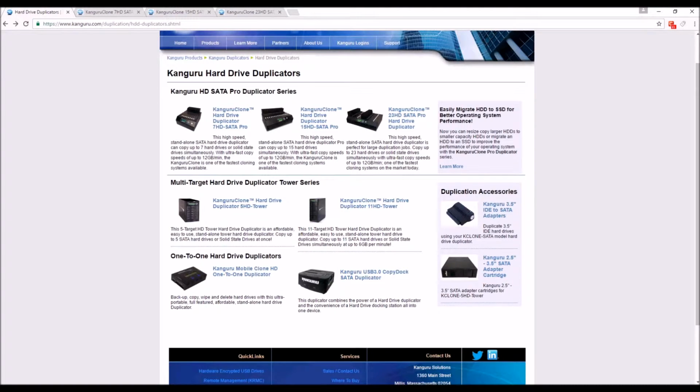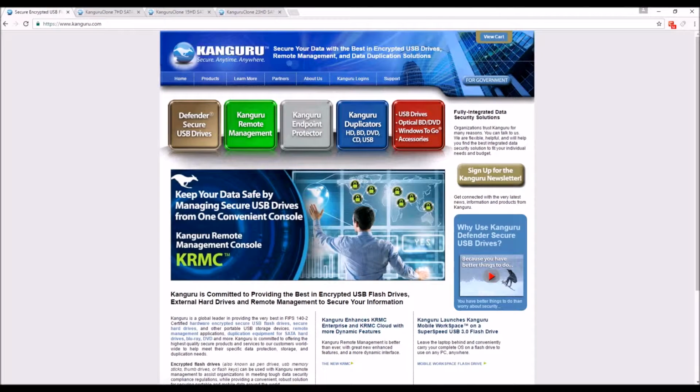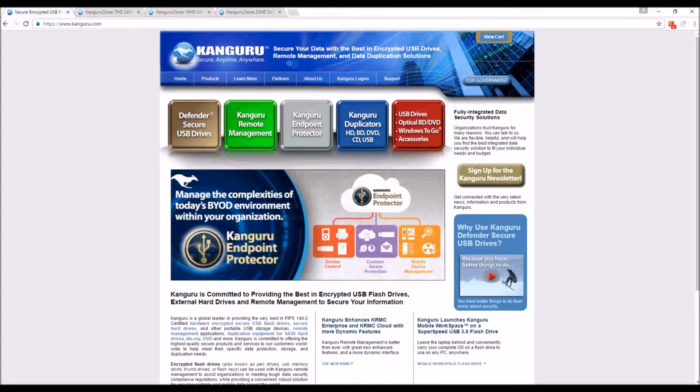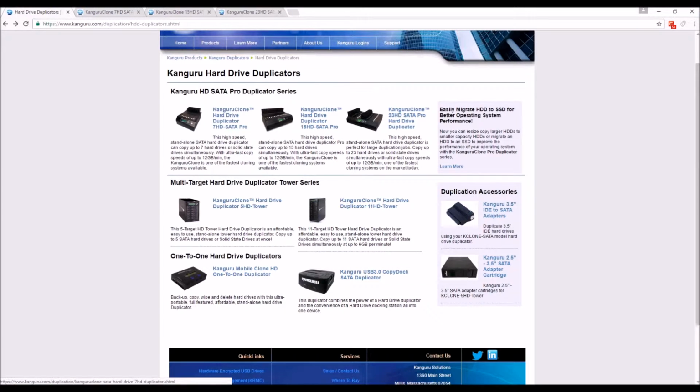All right, so kanguru.com/duplicator is where you'll find these sweet duplicators. Kanguru.com actually does a whole lot more than duplications. They have their own endpoint security protection, secure USB drives, remote management, all that fun stuff. But anyways, what we're looking at now is the cloning devices.